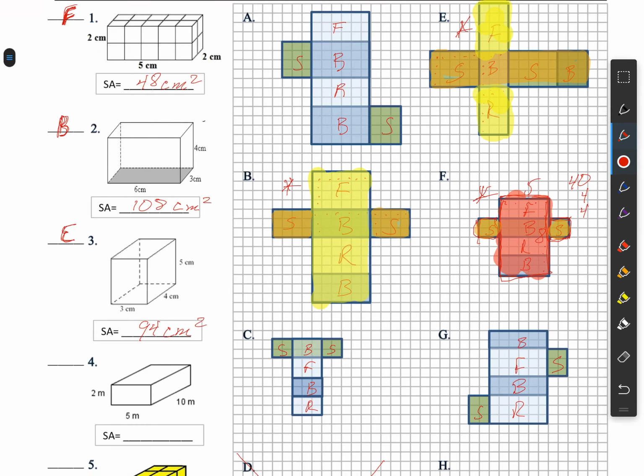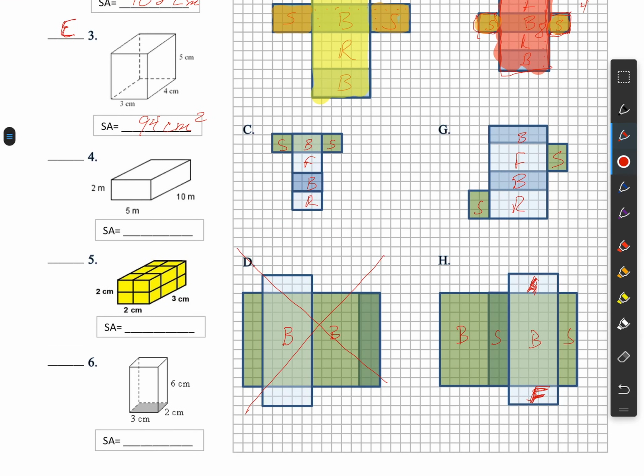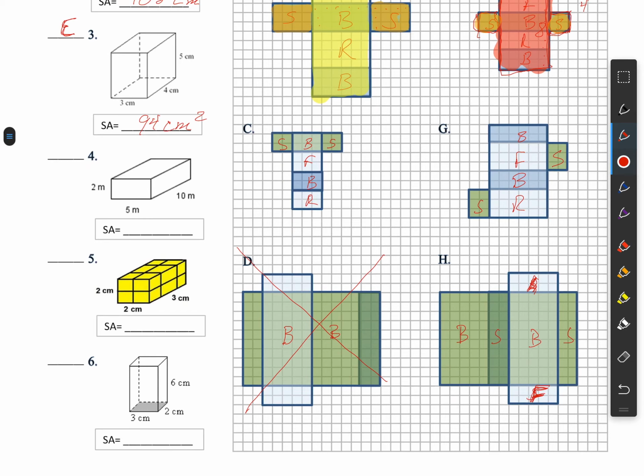Okay, number 4. I'm going to scroll down a little. All right, so it looks like we're looking for a 5 by 10. So obviously this has to be pretty big. So right away, should catch your eye that H looks like it could be it, but we got to check it out. So we have a 1, 2, 3, 4, 5 by 1, 2, 3, 4, 5, 6, 7, 8, 9. Sure enough, looks like it might be right. But again, we have to check all of the dimensions.